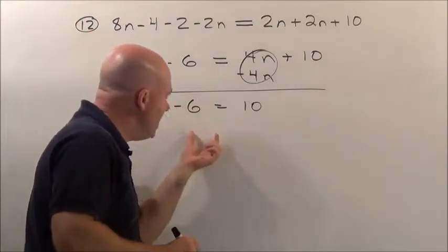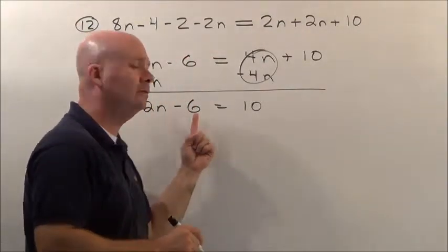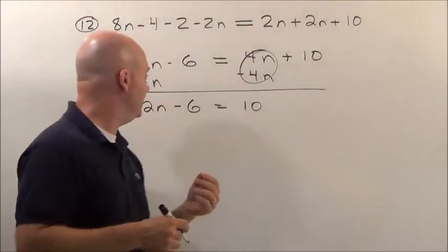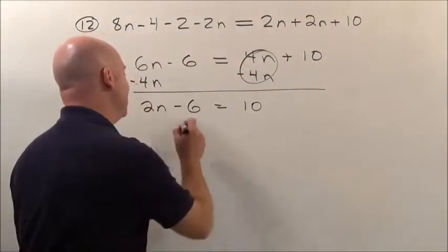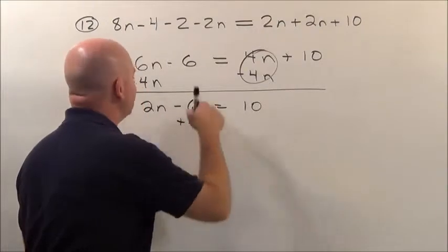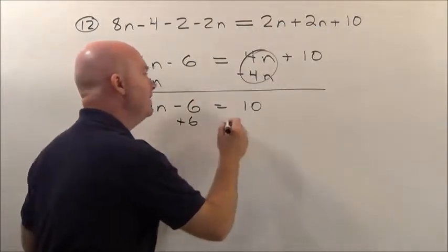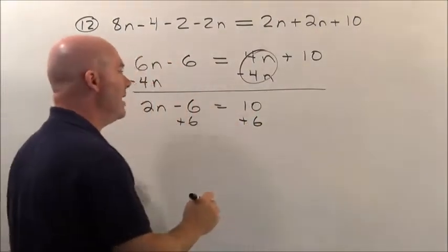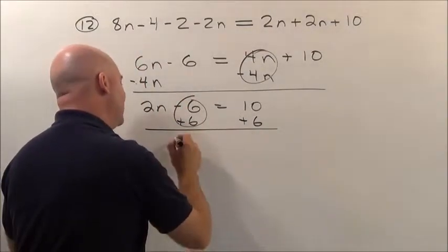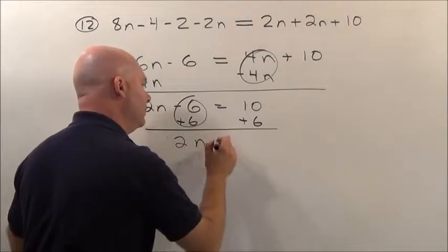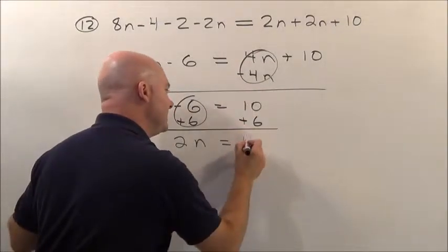I now want to get my number over there. Now how am I going to get rid of losing 6? What is the opposite of losing 6? To get rid of a -6, you better add 6. So to this side, I'm going to add 6. But if I add 6 to the left, I better add 6 to the right-hand side also to keep that balanced. This is gone. I get 2 times some number is equal to 10 plus 6, 16.